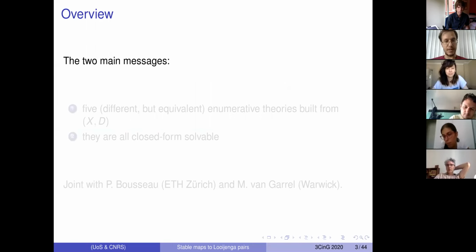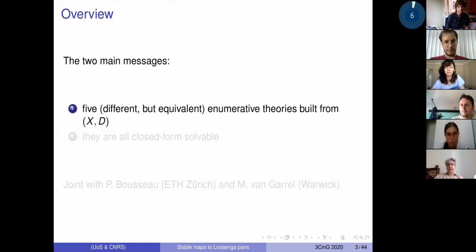The two main messages of the talk: the first is that there are 5 classes of enumerative invariants that can be built out of this data X and D. A priori, these enumerative invariants have nothing to do with each other. They live in geometries of different dimension, they're constructed quite differently, but remarkably, they turn out to be equivalent. So there are 5 angles to look at the geometry of X and D.